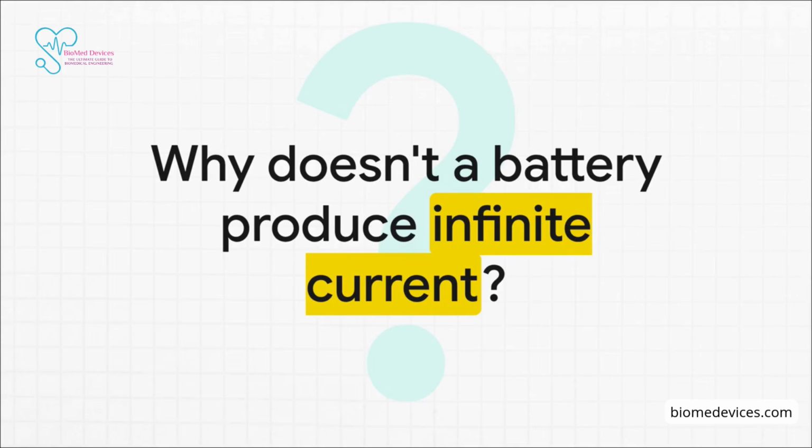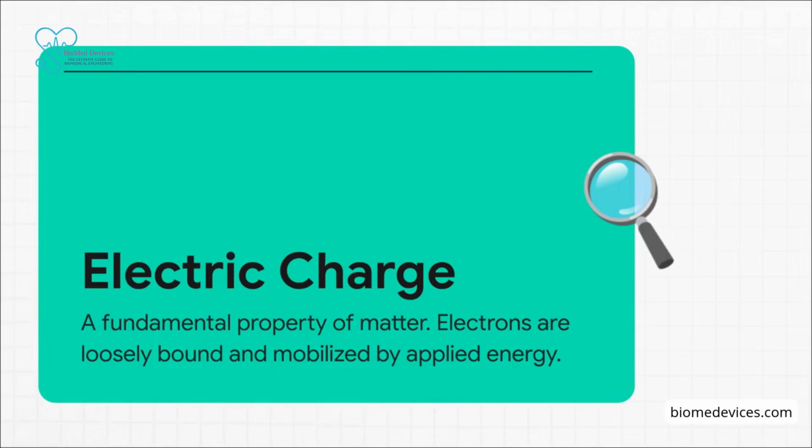To figure that out, we have to look much closer at what's actually moving inside that wire. And that brings us to electric charge. So what is it, and why does it even exist? Well, charge is simply a fundamental property of matter, kind of like mass.